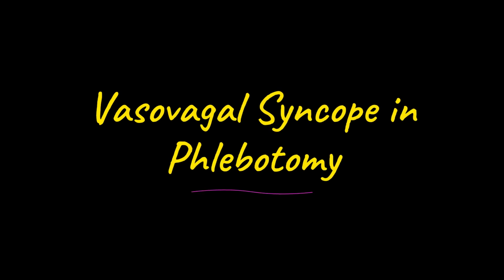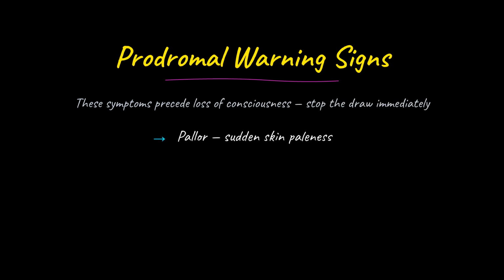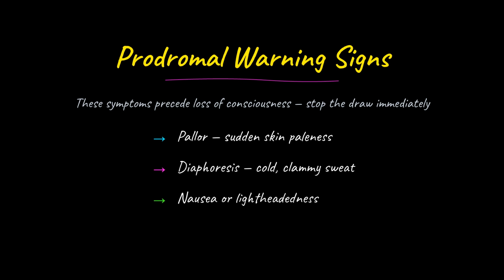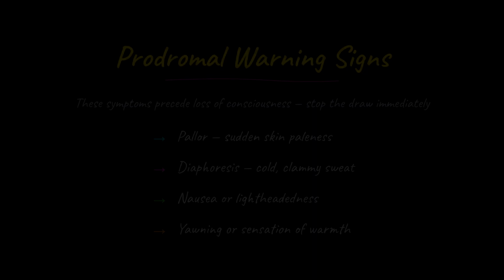Vasovagal syncope is the most common and most preventable adverse event in blood collection. Understanding why it happens and how to recognize it early is what separates a safe draw from a dangerous one. The prodromal phase gives you a window to act. Pallor, diaphoresis, nausea, lightheadedness, yawning, or a sudden sense of warmth are not minor complaints. They are the body signaling that cerebral perfusion is about to drop. Every one of these signs is an instruction to stop.